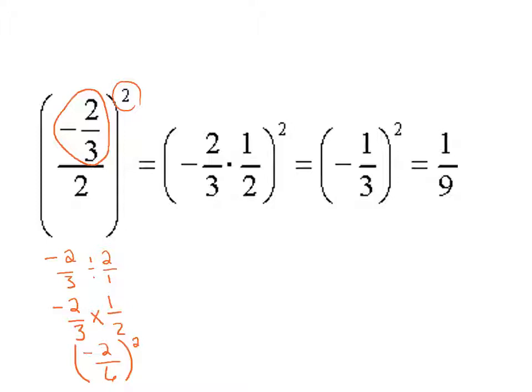Okay. So you can see these steps that I just showed you, that's what they're doing right there. Negative 2/3, they flipped the 2 and multiplied, and then they squared it. So right now we're at negative 2/6 squared.